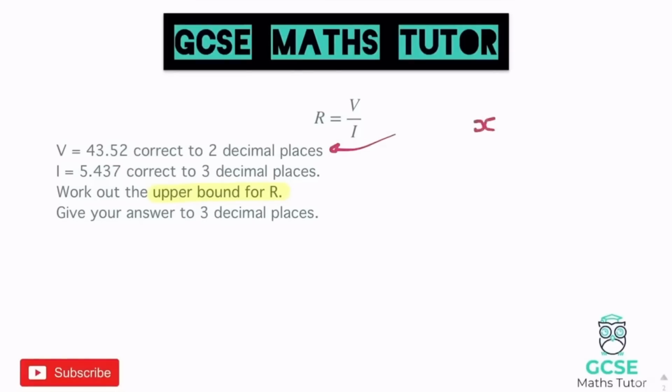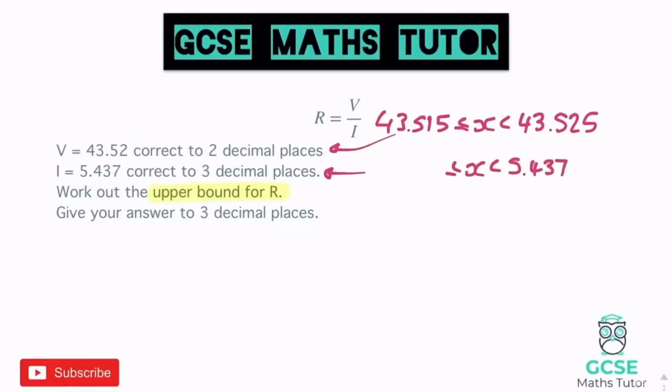And again, you can put the number in the middle here, but I just tend to write the letter X, and I've just got into the habit of doing it. So for the upper bound, we get 43.52 and stick a 5 on the end. And then for the lower bound, we get 43.5, drop it down to a 1, and again, stick a 5 on the end. And then for our other number that's been rounded, let's write our error interval for that. So stick a 5 on the end for the upper bound, 5.4375. And for the lower one, 5.43, drop the 7 to a 6, and stick a 5 on the end. And there we go, there's our upper and lower bounds of V and I.